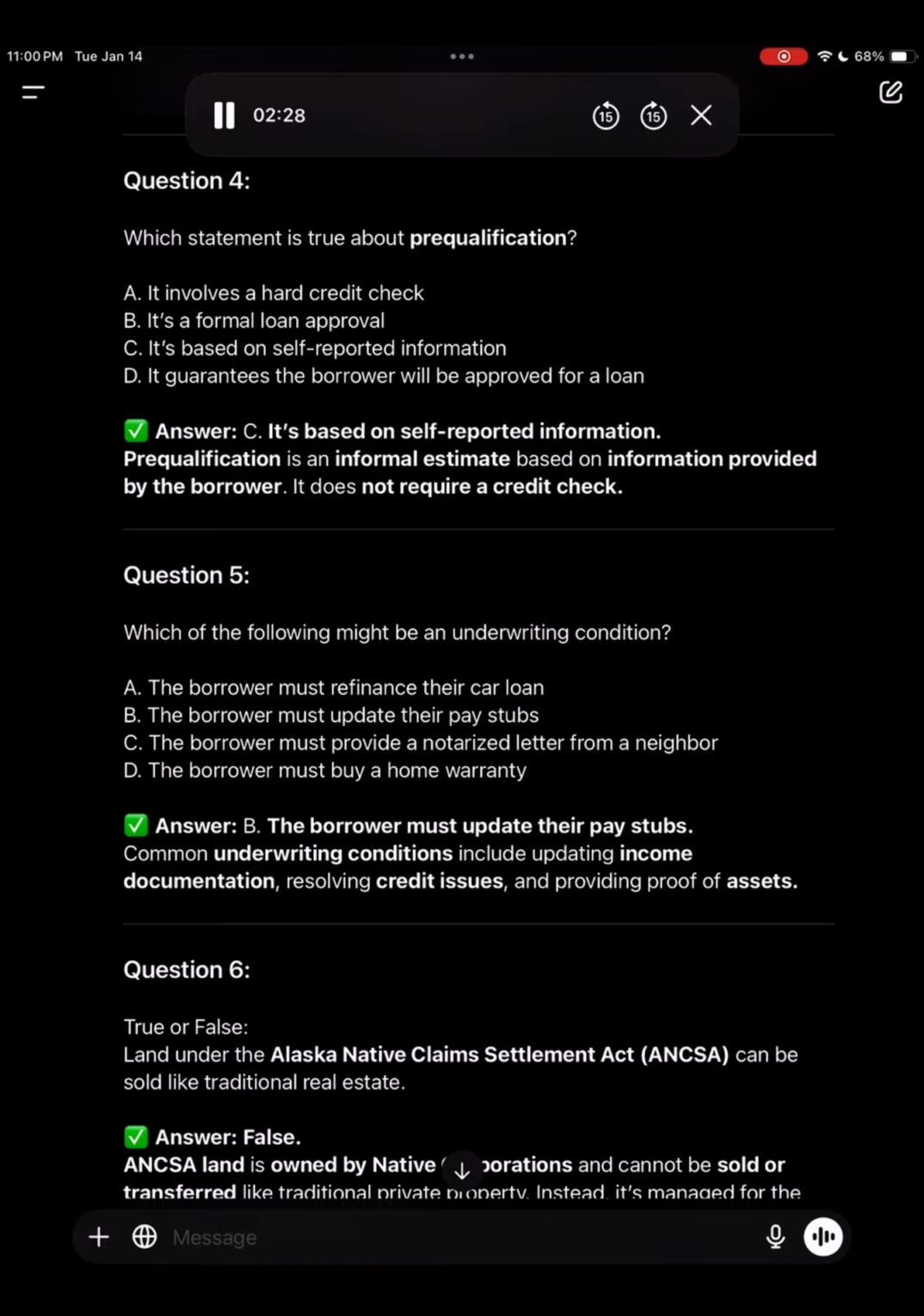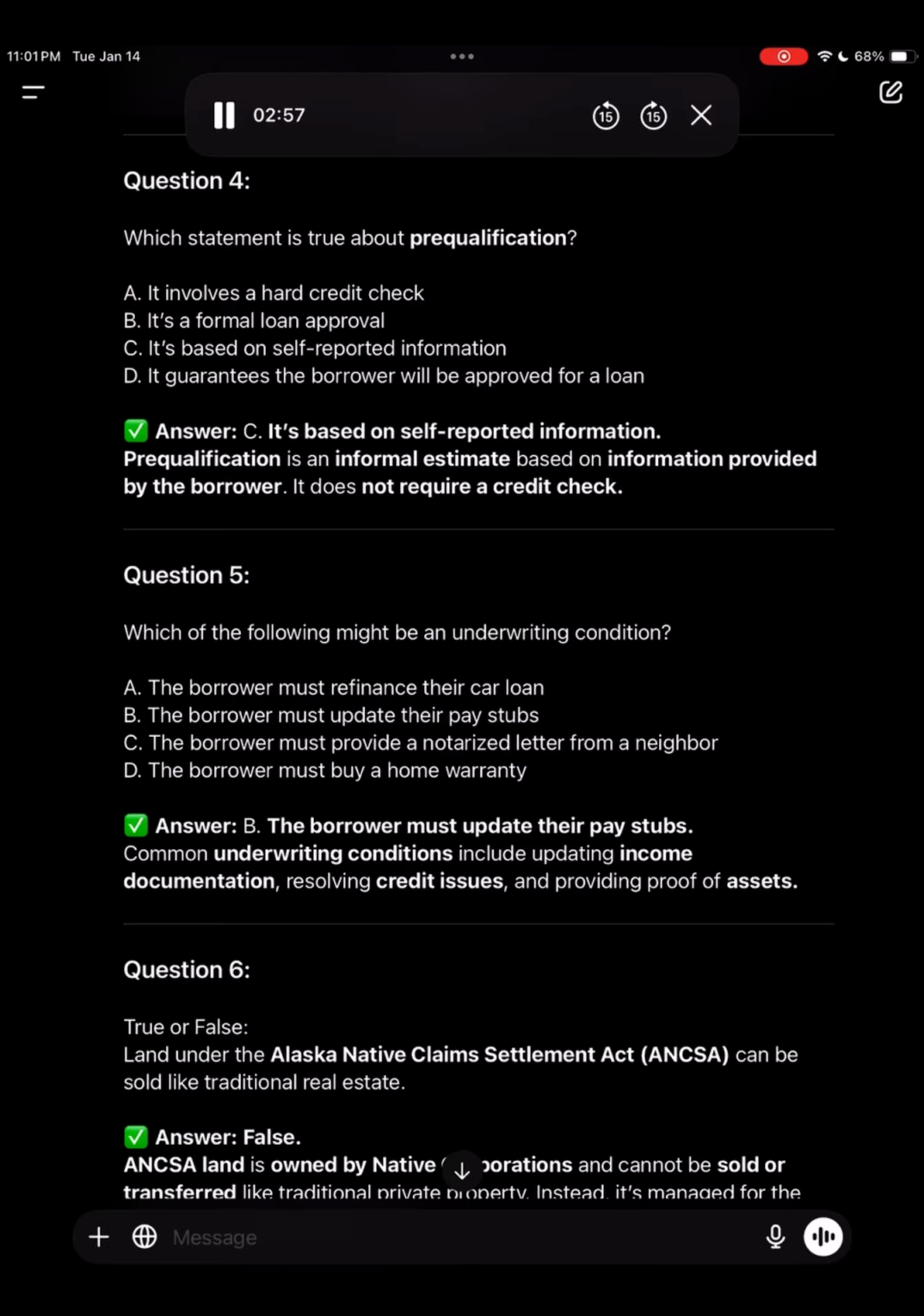Question 5. Which of the following might be an underwriting condition? A. The borrower must refinance their car loan. B. The borrower must update their pay stubs. C. The borrower must provide a notarized letter from a neighbor. D. The borrower must buy a home warranty. Answer B. The borrower must update their pay stubs. Common underwriting conditions include updating income documentation, resolving credit issues, and providing proof of assets.